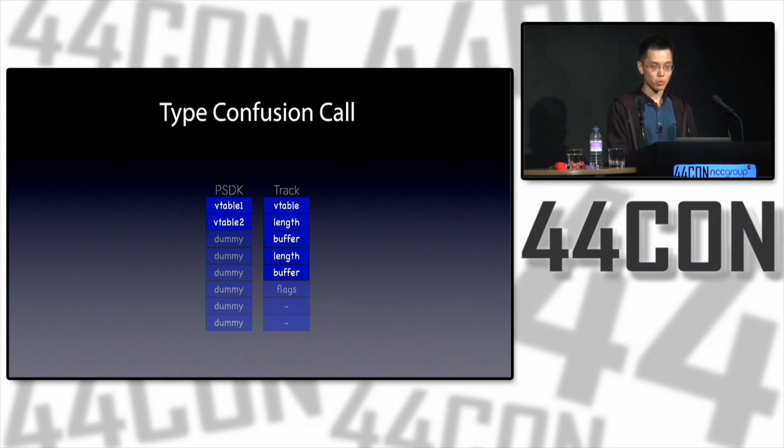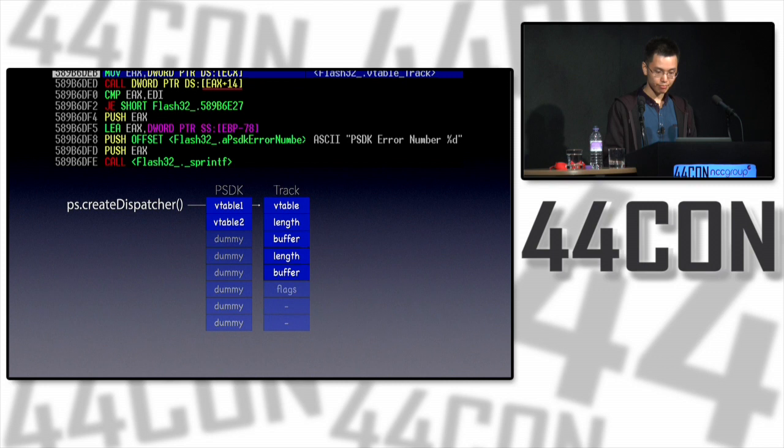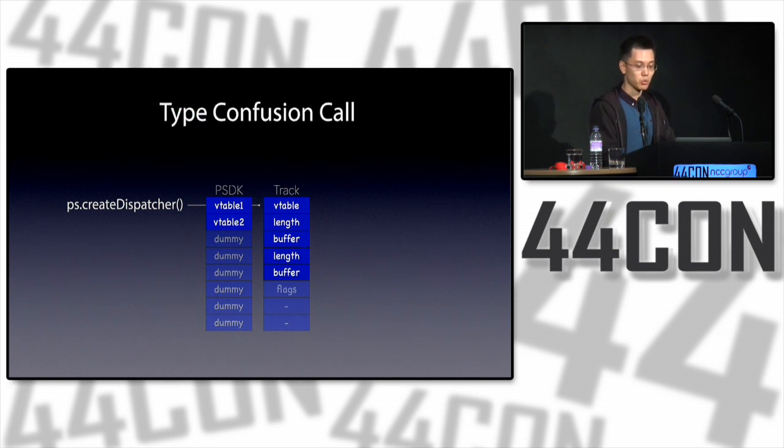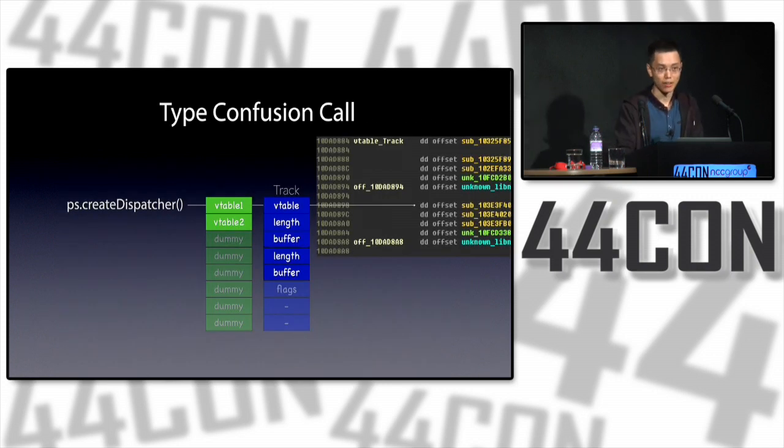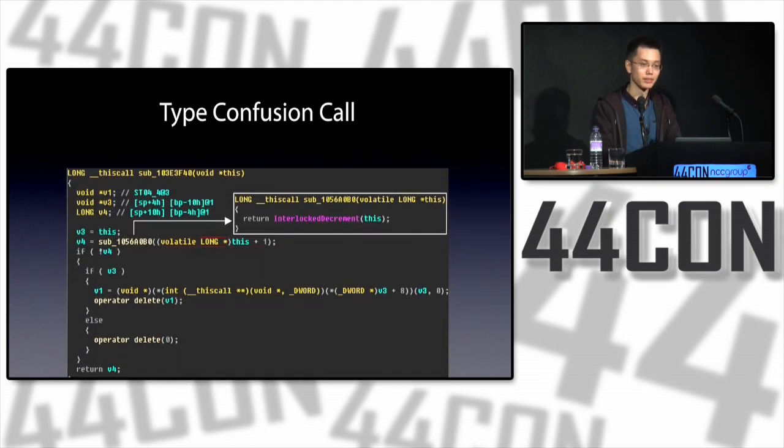And right now, we will invoke the virtual function of PSDK. It is now the virtual function of Track being indexed. Let's say we invoke createDispatcher, which is located at the 0x14 offset of PSDK. It is now the virtual function of Track located at the 0x14 offset being indexed. And this type-confused function call will treat the second double word of this class memory as a reference count, decrement it, and release the current memory if the reference count is 0. It is very much like a destructor.